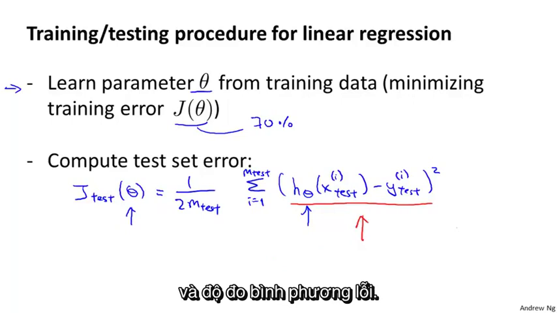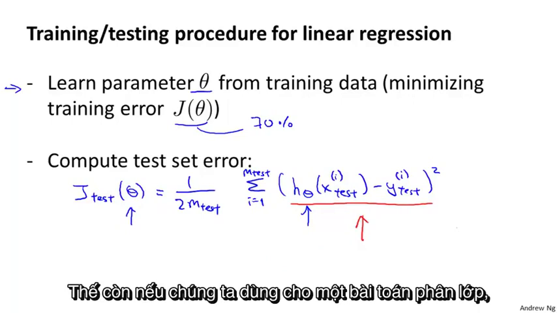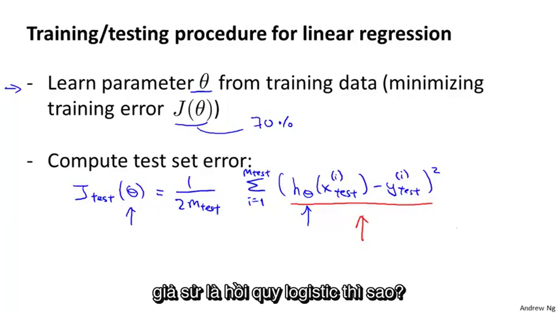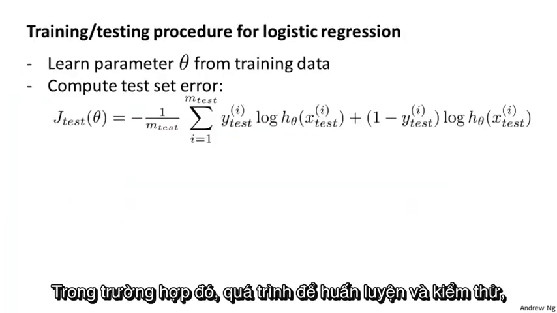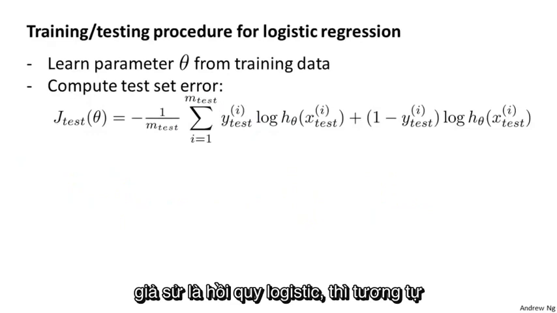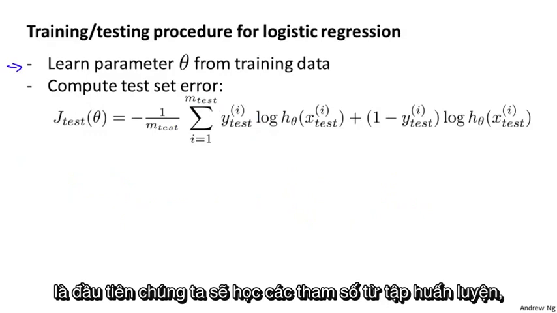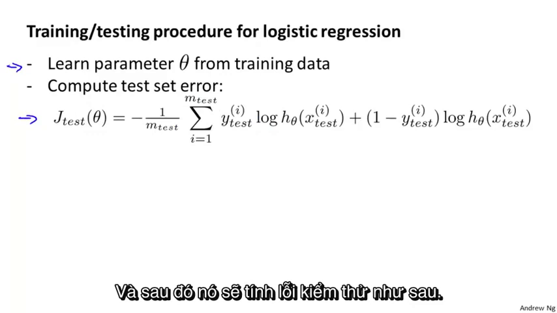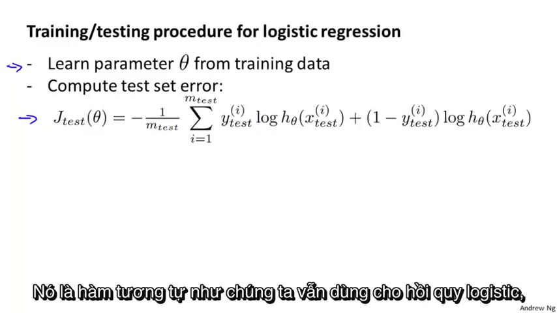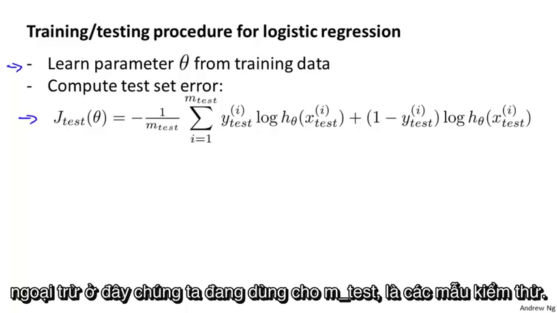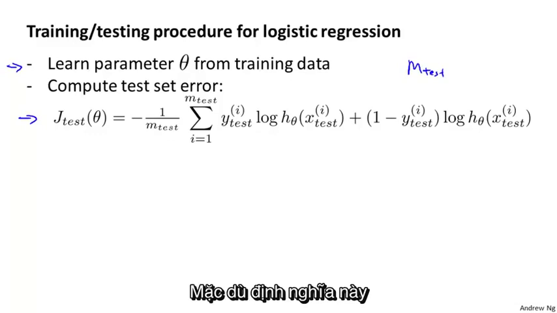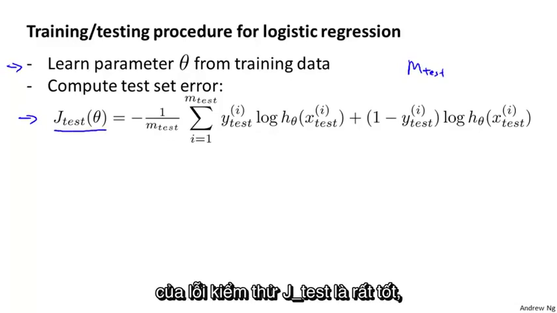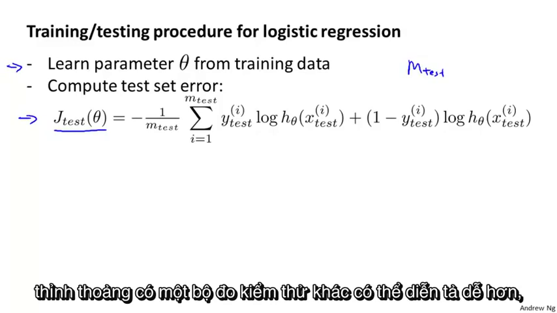And of course, this is the definition of the test set error if we are using linear regression and using this squared error metric. How about if we were doing a classification problem and, say, using logistic regression instead? In that case, the procedure for training and testing is pretty similar. First, we will learn the parameters from the training data, that first 70% of the data, and then we will compute the test error as follows. It's the same objective function as we always use for logistic regression, except that now it's defined using our m subscript test examples.